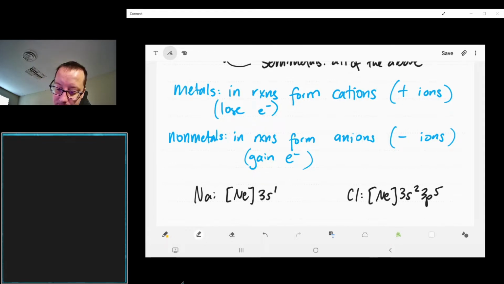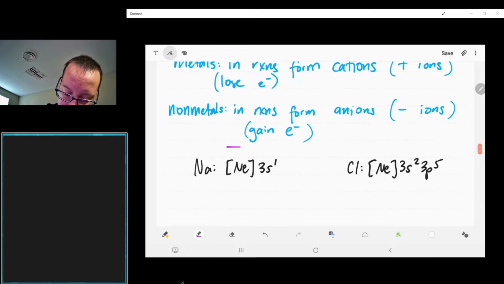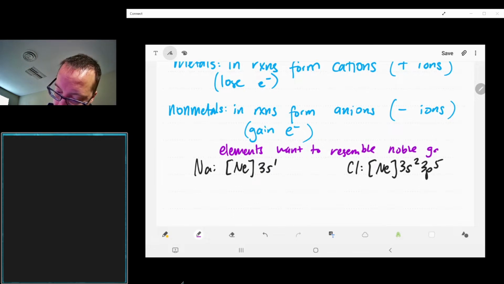If I were to tell you elements want to resemble noble gases, we can see that there's two ways to do it. Noble gases always have a something p6, right? That's what we'll define them as, noble gases. And so we have two options. We can either gain electrons or lose electrons.